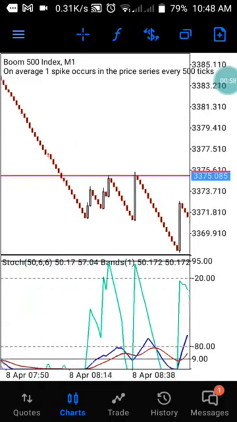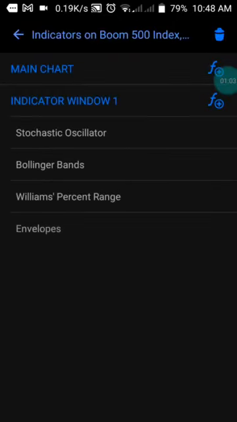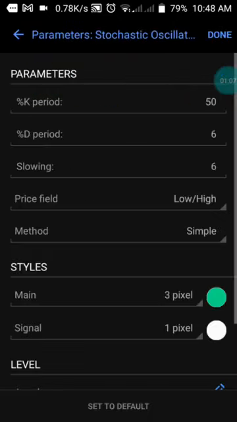Let me show you the settings of this strategy for you guys to have it on your phone. I'm only having 4 indicators here. The first one is the oscillator, which is the percentage K of 50. The percentage D is 6. The slowing is 6. I have the price field to be low and high. I have the method to be simple. I have the main, just screenshot it, then you press done.